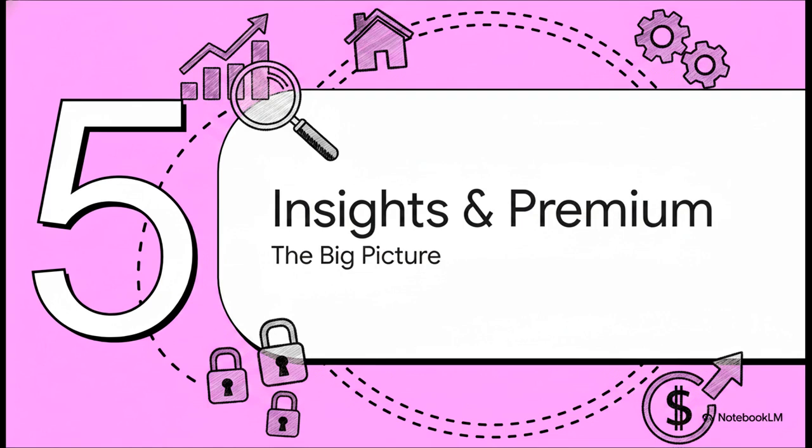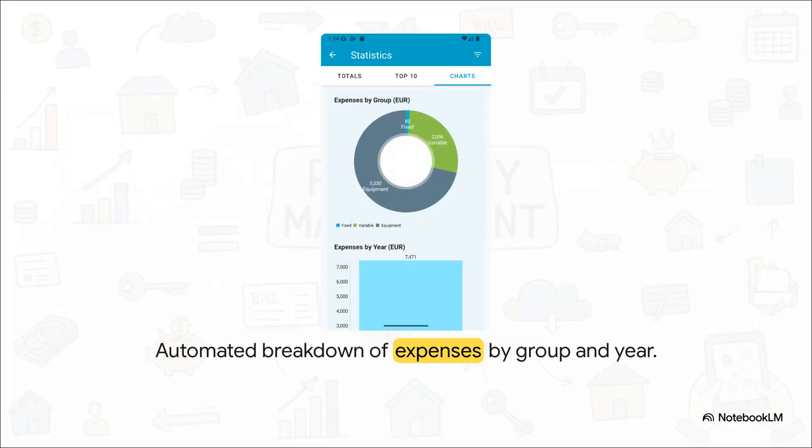Finally, let's zoom way out for Section 5, Insights and Premium Features, the big picture. All this data you've been casually accumulating, it's actively analyzed for you in the statistics module. It auto-generates these beautiful charts to help you instantly grasp exactly where your money is going. You get this clear, direct breakdown comparing your fixed costs, your variable costs, and your equipment expenses. Having this kind of macro-level insight is just absolutely invaluable when you sit down to plan next year's household budget.